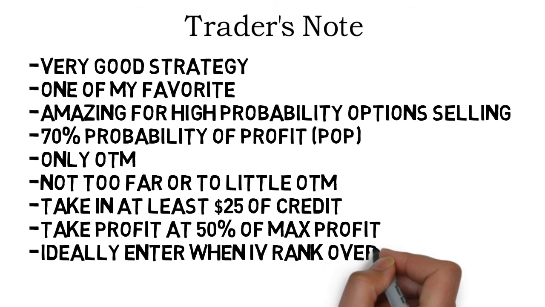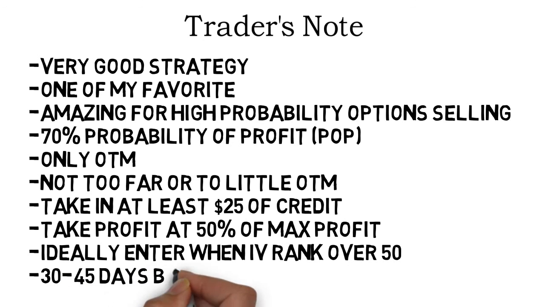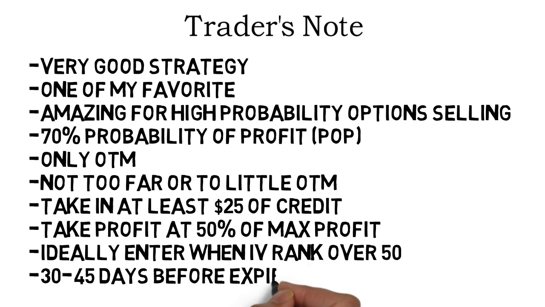Furthermore, you should ideally always open credit spreads in a high implied volatility environment. As reference, you could use IV rank. IV rank tells you how high or low implied volatility currently is compared to historical figures of an asset. Finally, I normally open credit spreads around 30 to 45 days before expiration, but it's also a good idea to change this up sometimes.